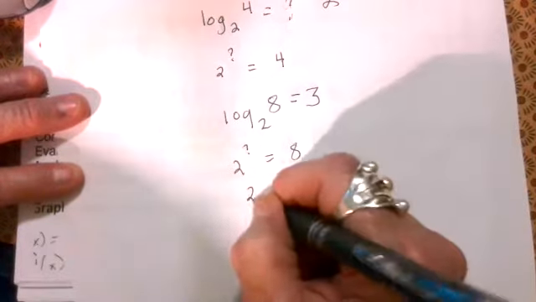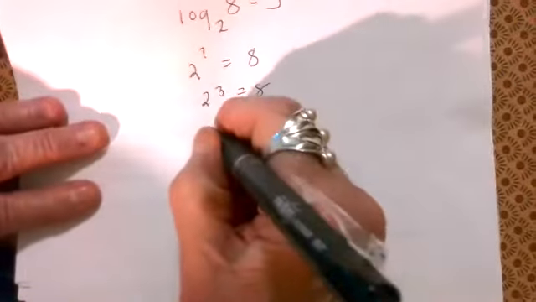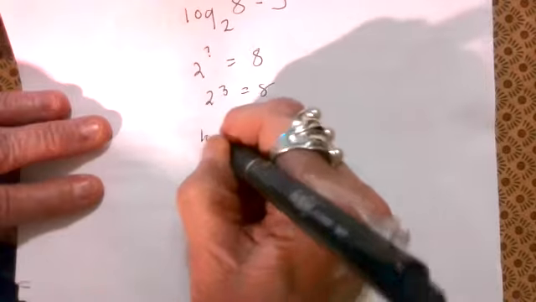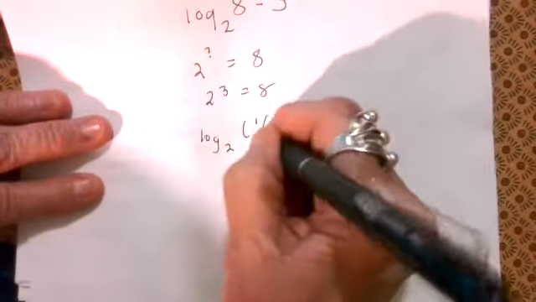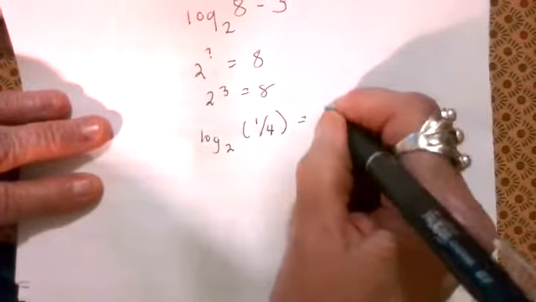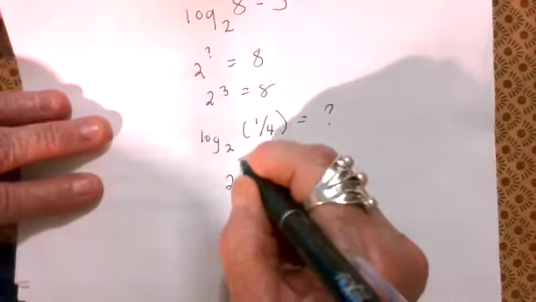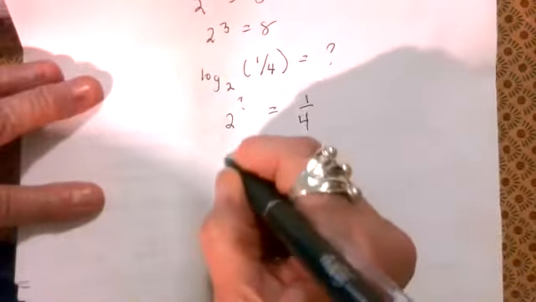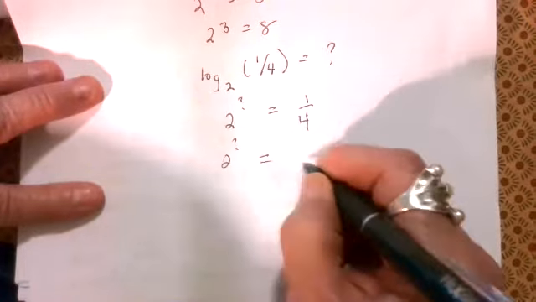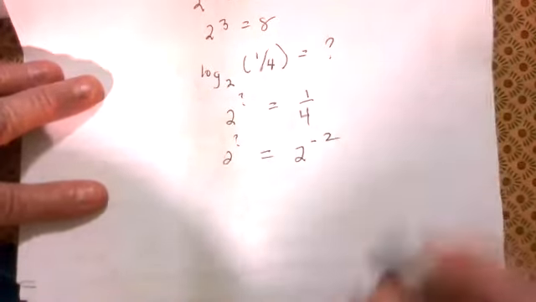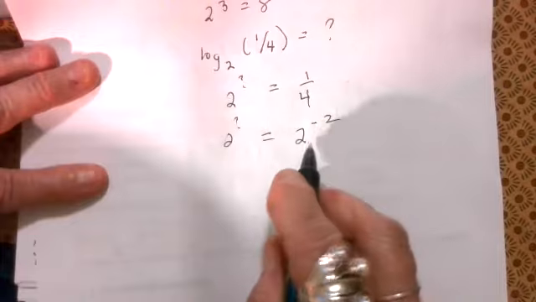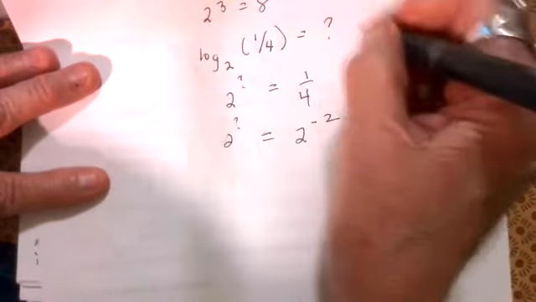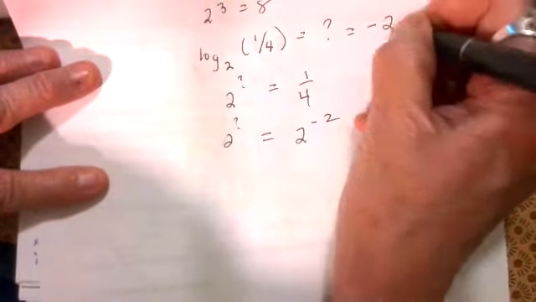Because 2 cubed is equal to 8. Now, if we did say log base 2 of 1/4 equals what? So we would want to know 2 to what power gives me 1/4. Well, 1/4 is 2 to the -2. So the answer would be -2.